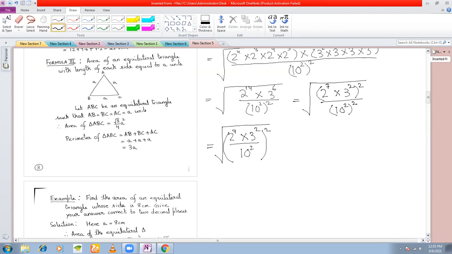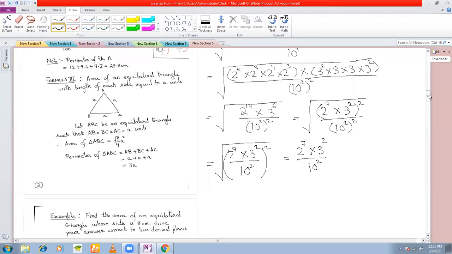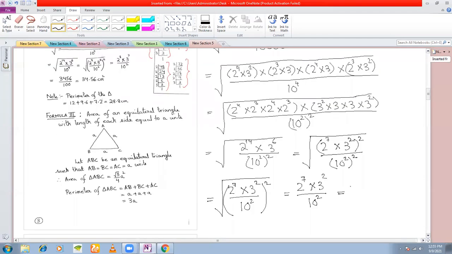Now that I have a whole square within the radical, now I can remove the radical. So I get 2 to the power of 7 into 3 square divided by 10 square. Okay, so this is what I get. And therefore, what is the product of this? 2 to the power of 7 is how much? 128. 128 into 9 divided by 100, which will give you 3456 divided by 100. And then you shift 2 decimals to the left to get your answer, 34.56 centimeter square.